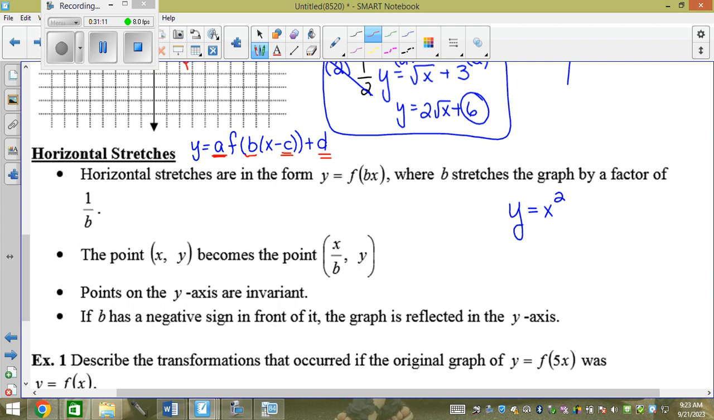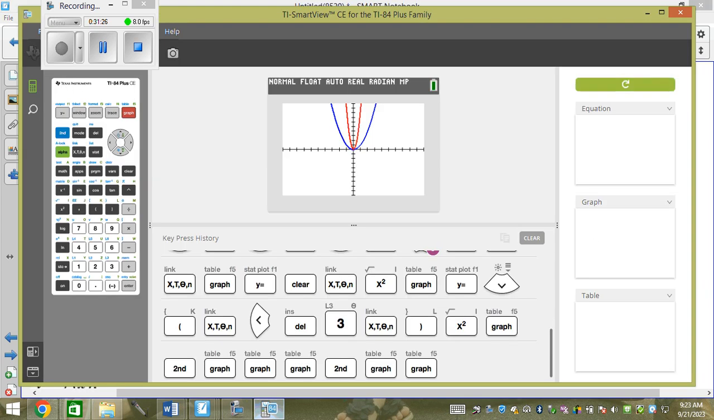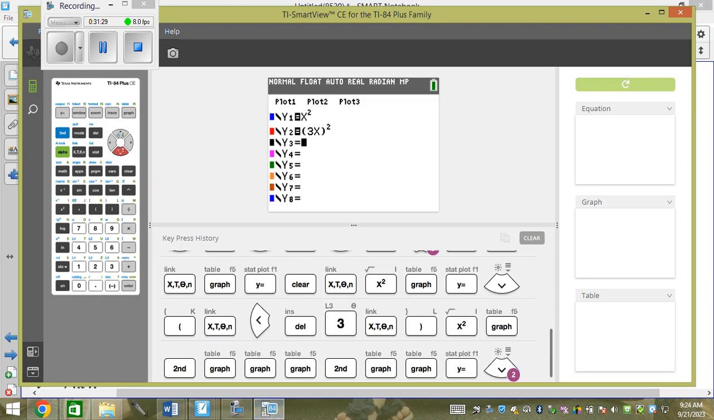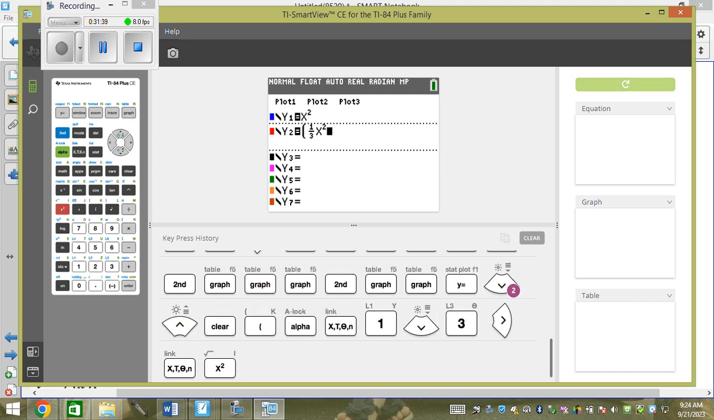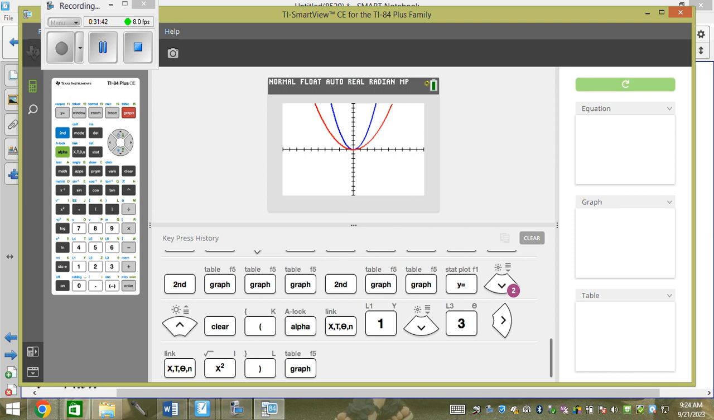This a is a vertical stretch by a factor of a. This b is a horizontal stretch by a factor of 1 over b, because what it actually does to the graph is the reciprocal of b. We just saw that. I put in a 3 and it made it a third. Let's see. I'm going to take out the 3 and I'm going to put in, what do you think I'm going to do? 1 over 3. Let's see what happens. I widened it. It multiplied all the x's by 3. So it actually does the reciprocal.